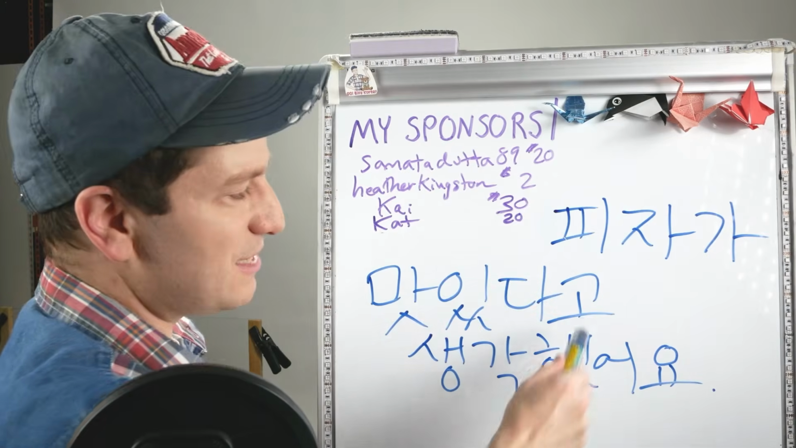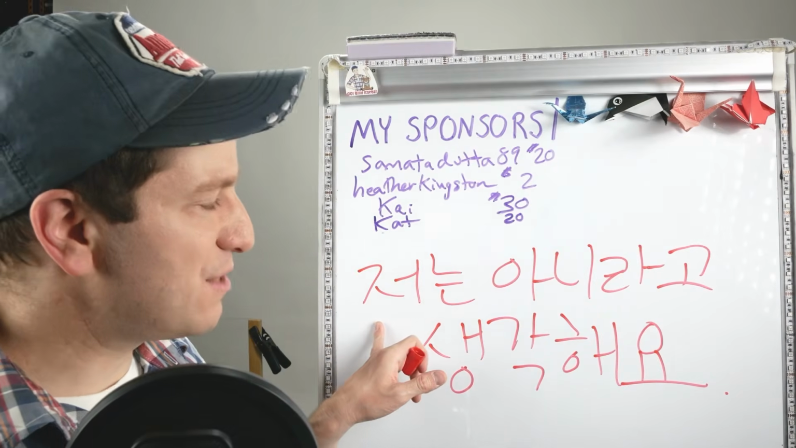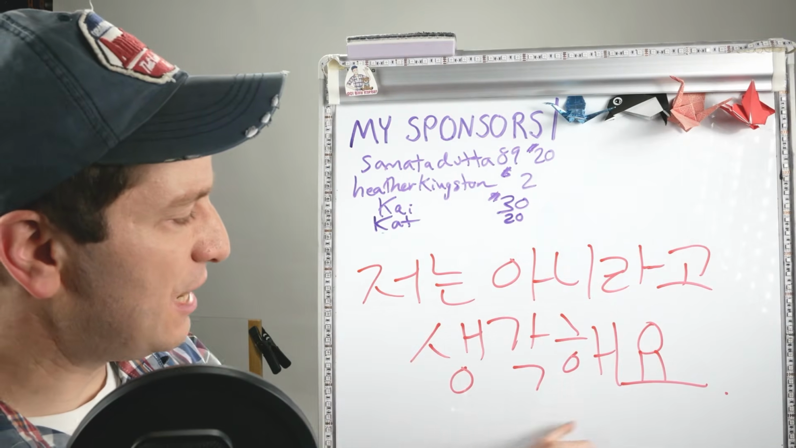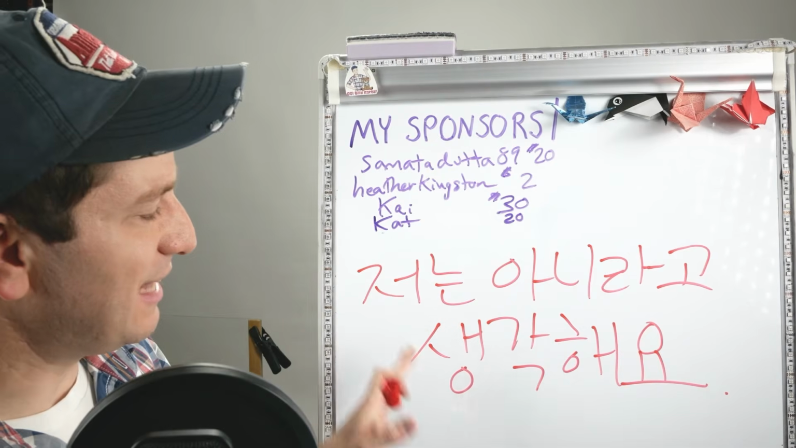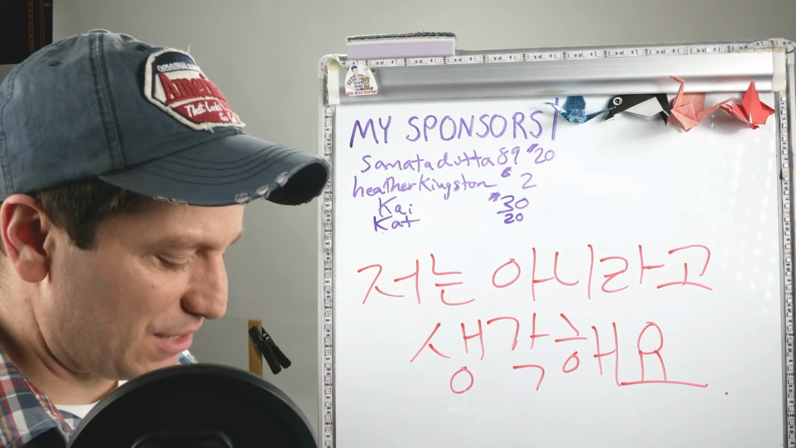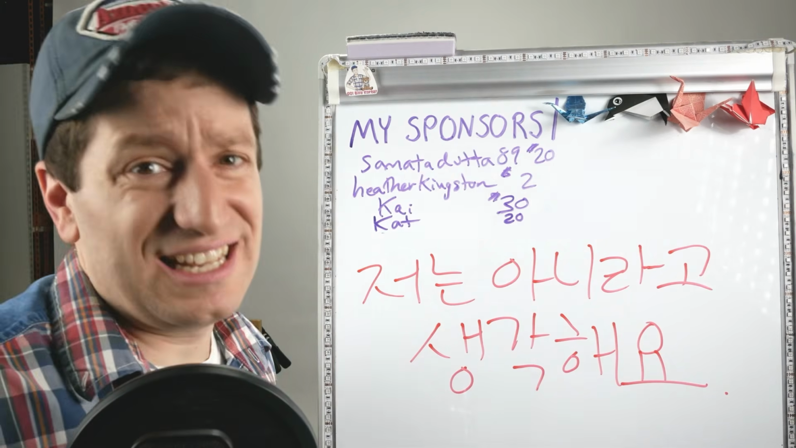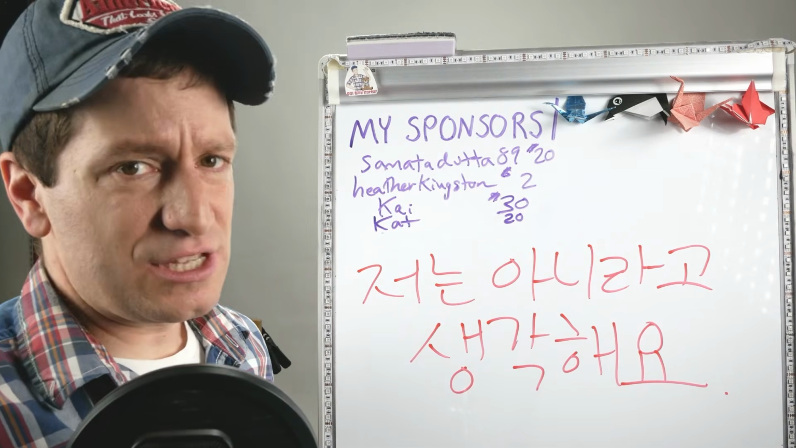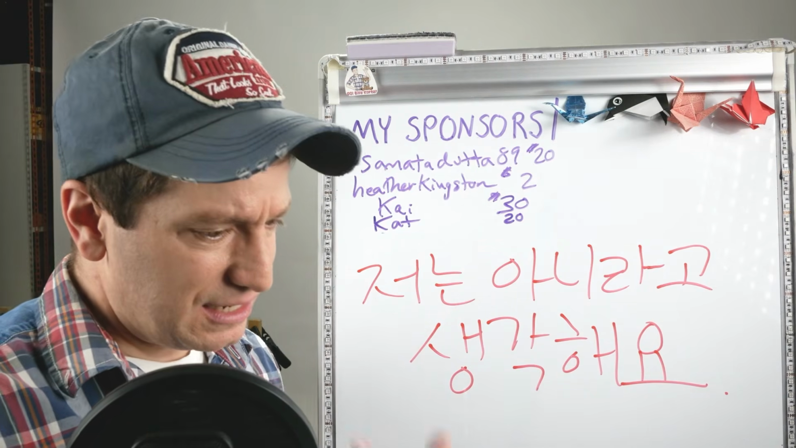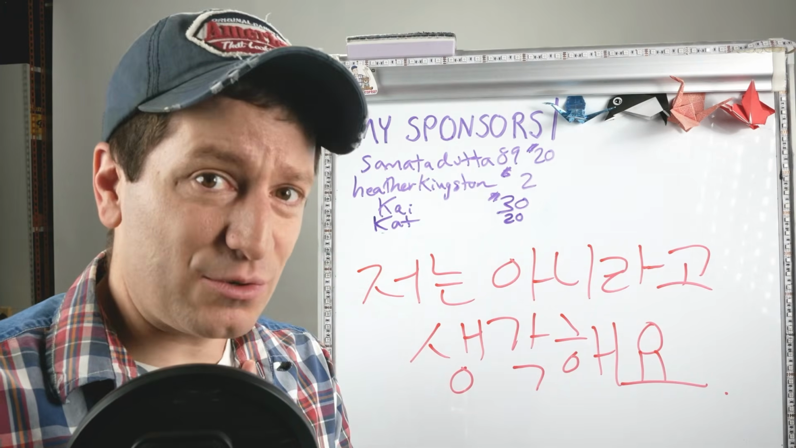The pizza tastes delicious. 저는, for me, as for me, 아니라고 생각해요. So for me, I think, 생각해요. 아니라고, which is 아니다, to not be. So I think it is not. For me, I don't think it is. 저는 아니라고 생각해요. So I think it's not. You think it is. 저는 아니라고 생각해요.